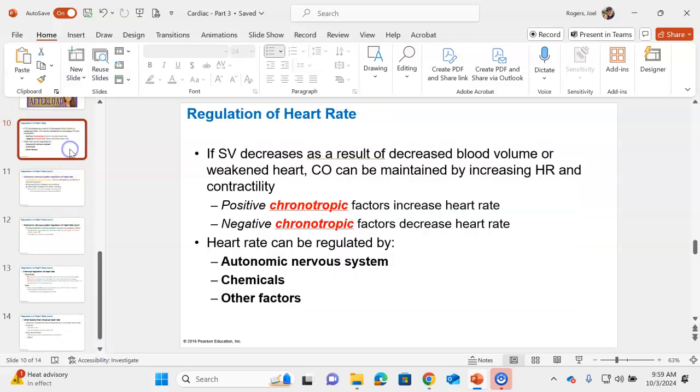All right, now let's get on to factors regulating heart rate. Stroke volume and heart rate are going to be the main factors that affect cardiac output.